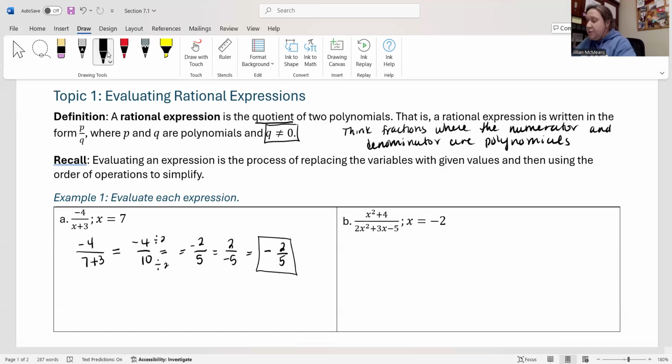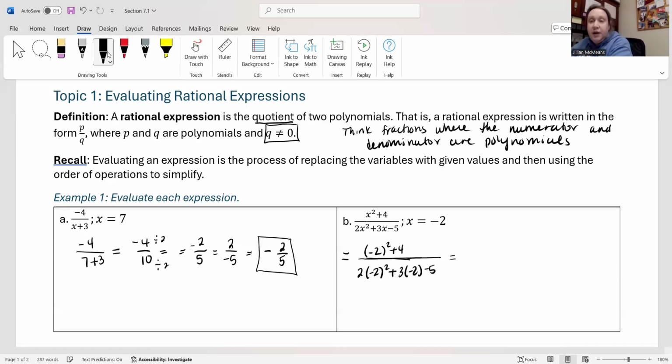All right, next up for part B, we have x squared plus 4 divided by 2x squared plus 3x minus 5. In this case, we're going to evaluate when x is -2. So just watch your signs really carefully. I'm going to rewrite this expression. Anywhere I see an x, I'm going to replace it with a -2. Use parentheses, so I get (-2) squared plus 4 all over 2 times (-2) squared plus 3 times (-2) minus 5. Let me fix that line right there.